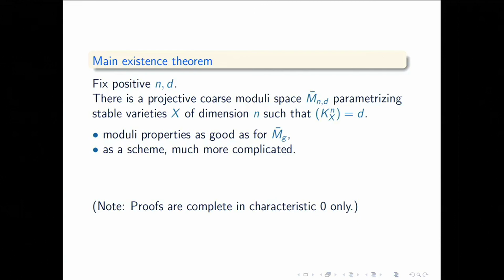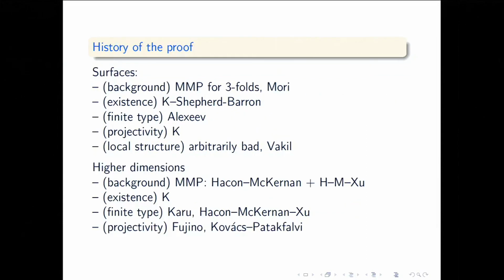And the moduli properties are just as good as for M_g bar, but as a scheme, it might be very complicated. Again, I emphasize that this is a characteristic zero statement at the moment, though there is nice progress for surfaces in characteristic p, but it's not fully complete yet. So maybe I just want to run through the main contributions, and then I stop, and then I will prove a few of these things next time.